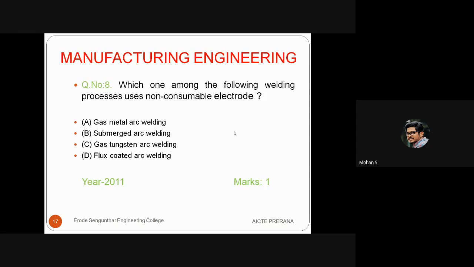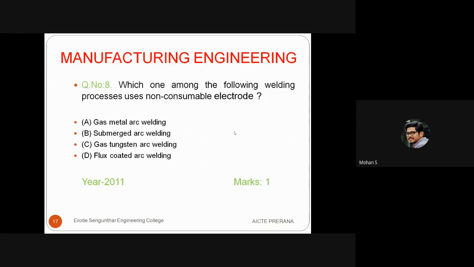In the case of gas welding, we are using filler metal. The filler metal is considered as an electrode. The filler metal will get melted and it will fill the gap between the two metals. So that won't be the right answer. Then option B, submerged arc welding. In submerged arc welding, the flux is not coated on the electrode.